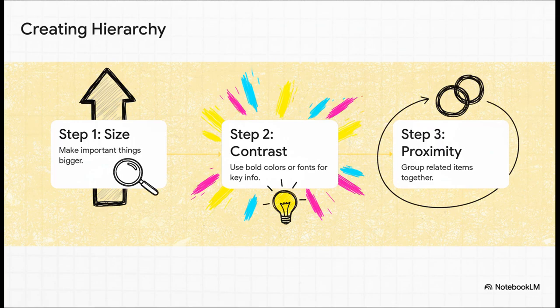So how do you show someone what's most important? It's actually really simple. First, make the important stuff bigger. Easy. Second, use contrast, a bright color, a bold font, to make key info pop. And third, just put things that belong together close to each other. Those three little tricks create a clear roadmap for the brain. It knows exactly where to look.